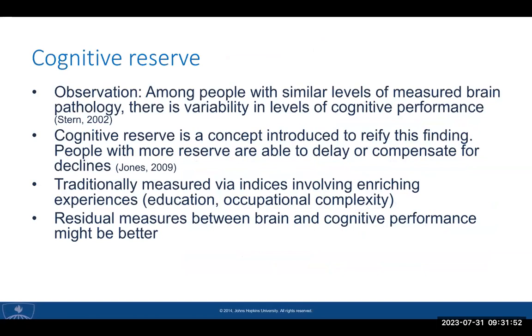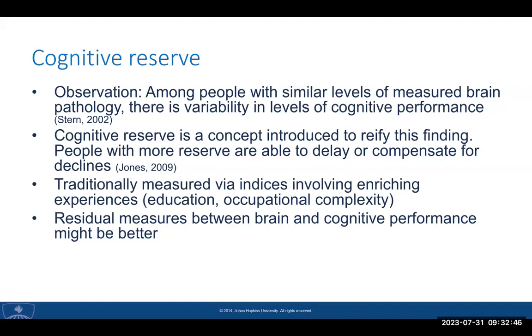The third thing I'll talk about is cognitive reserve. So there's this observation that among people who have similar levels of measured brain pathology, whether you measure the size of their brain or the size or capacity of their hippocampus or different other parts of their brain, among people with similar levels of brain pathology, there's variability in levels of cognitive performance. So cognitive reserve is this concept that's introduced to explain this finding of a distinction between your measured ability and your brain capacity. People with more reserve are thought to be able to delay or compensate for their declines, for example.